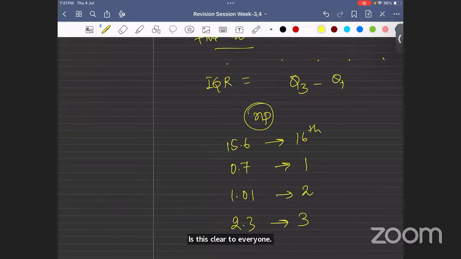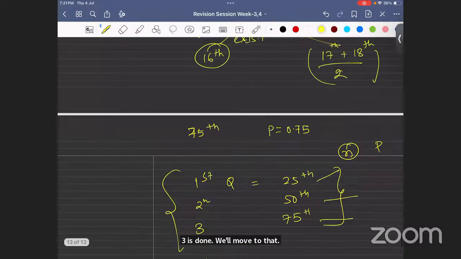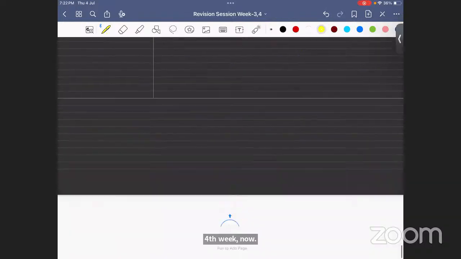Let's move to the next week. So week 3 is done. We'll move to the 4th week now. I guess this is clear to everyone. So we can have a break.